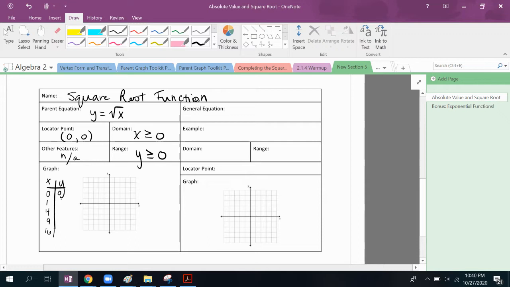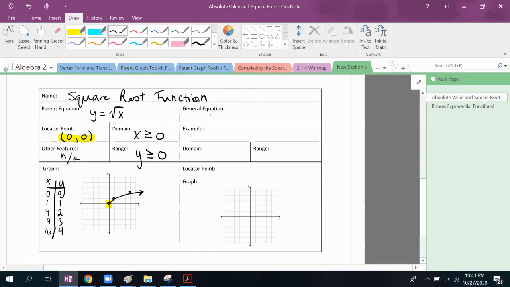So the square root of 0 is 0, the square root of 1 is 1, the square root of 4 is 2, and that is the extent of what we'll be able to see on our graph, but you could keep going if you wanted to. So (0, 0), (1, 1), (4, 2). Notice this is the inverse, or kind of like the opposite, of a parabola, just on its side and cut in half. So there's our locator point at (0, 0).